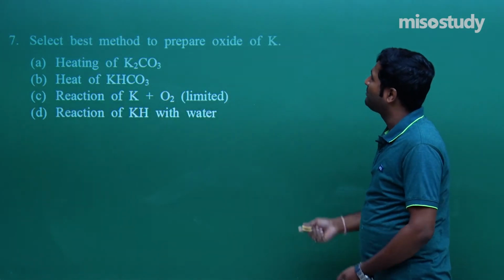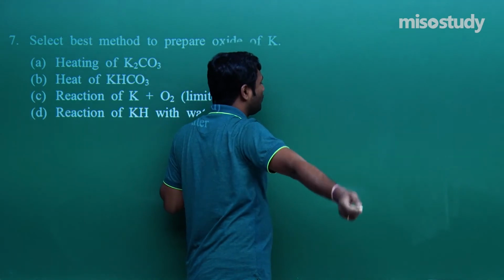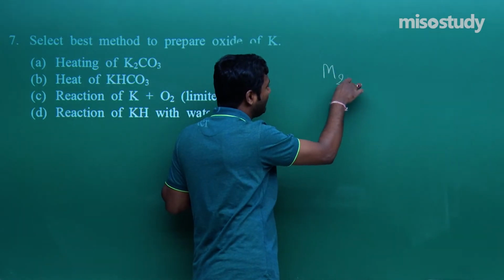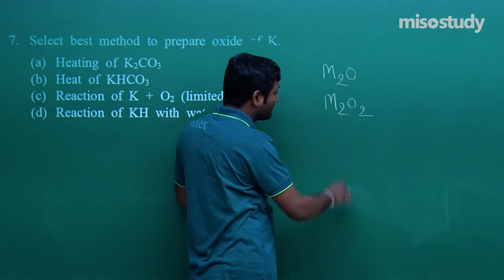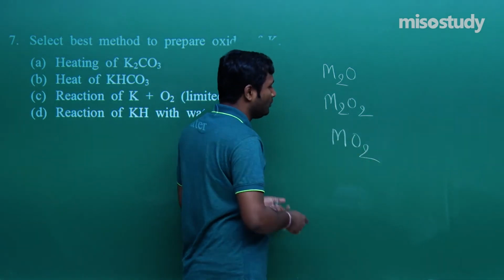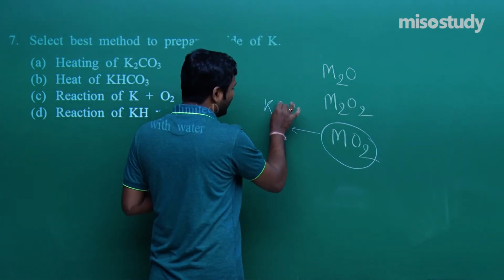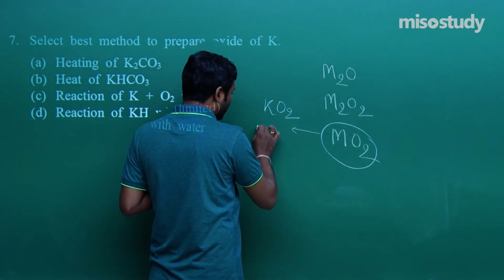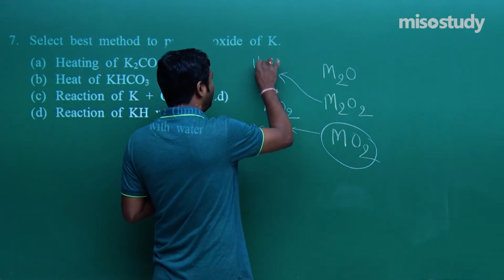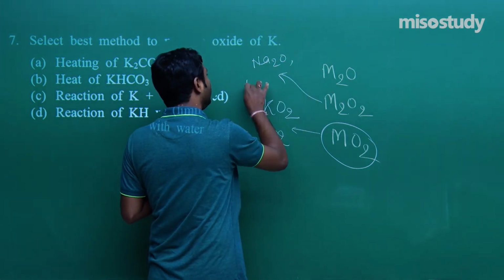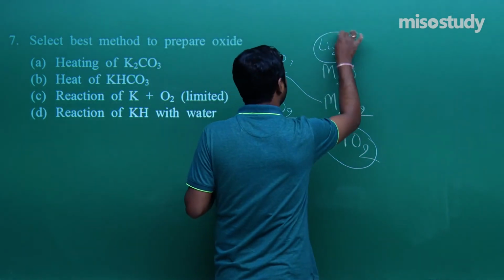Select the best method to prepare oxide of potassium. As we know, group 1 metals form oxide of the formula M2O, normal oxide. They form oxide of the formula M2O2, that is peroxide. They form oxide of the formula MO2. If I talk about potassium, rubidium, cesium, they form superoxide like KO2, CsO2, and so on. If I talk about sodium, it forms Na2O, normal oxide, and Na2O2, peroxide. If I talk about lithium, it forms Li2O, generally Li2O2.